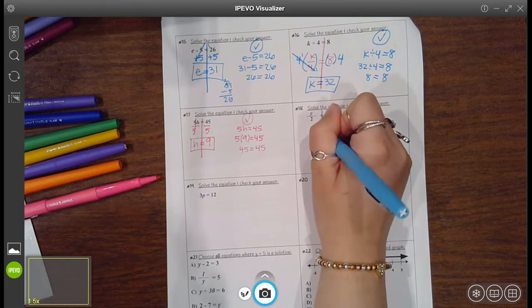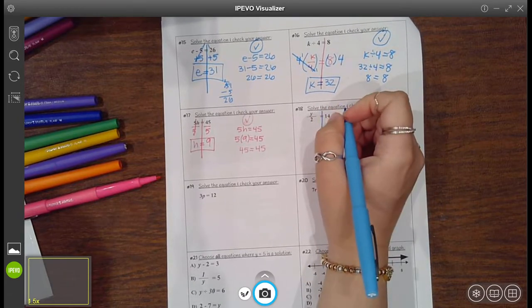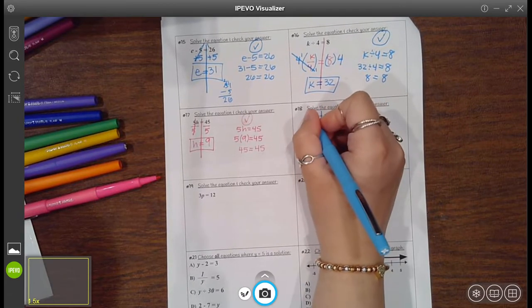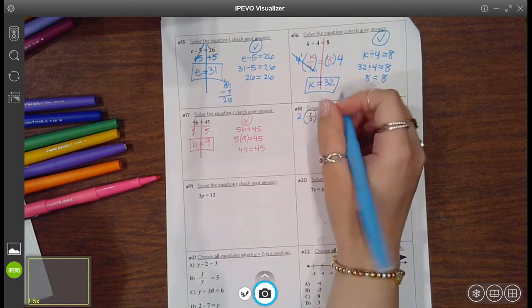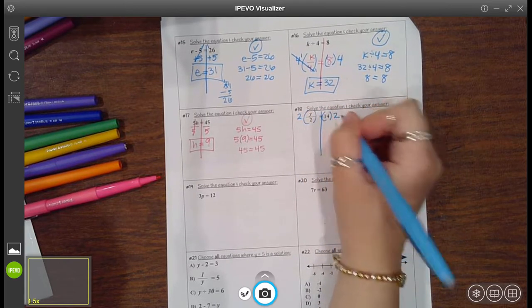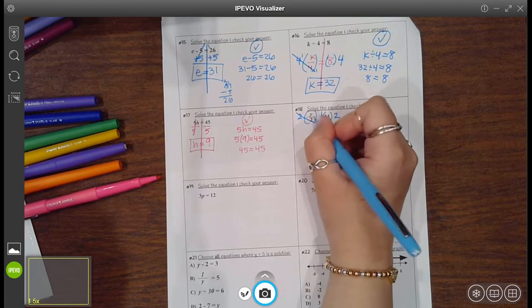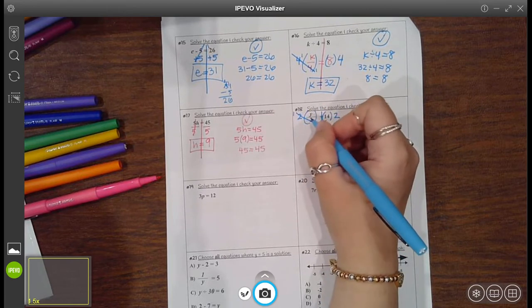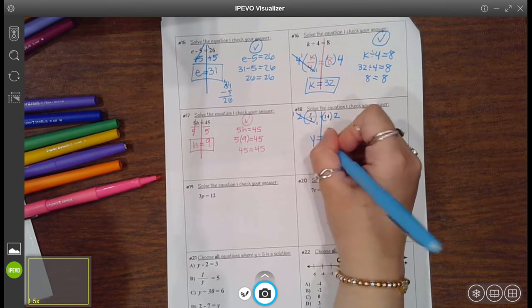Okay, this one is a division problem. The inverse of dividing is to multiply by 2. Whatever you do to one side, you do to the other. Those cross cancel and become 1, and 1 times y is just y.